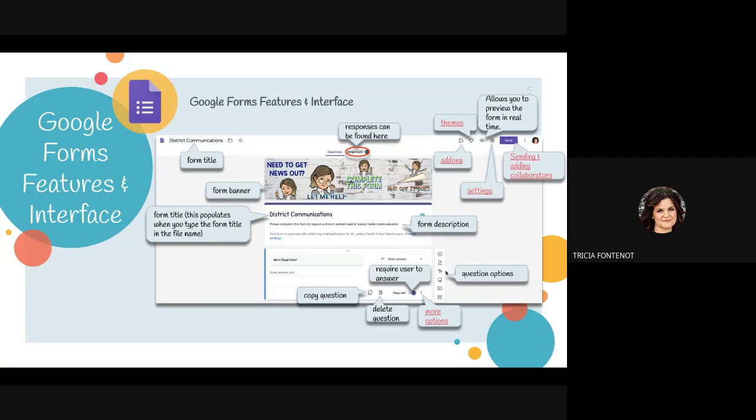To the right, you have question options. We're going to go through that. We have a required button here. You would select this to require that students or people that are responding to the form have to answer the question that you're giving them right there. This is a more options button. And again, we're going to go through that.